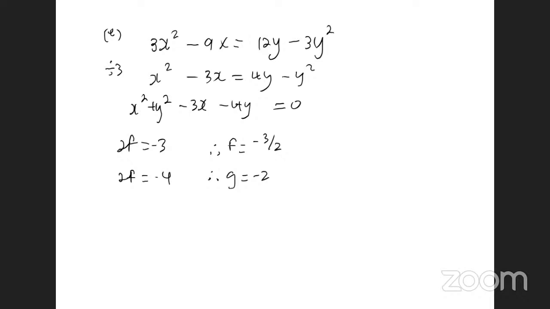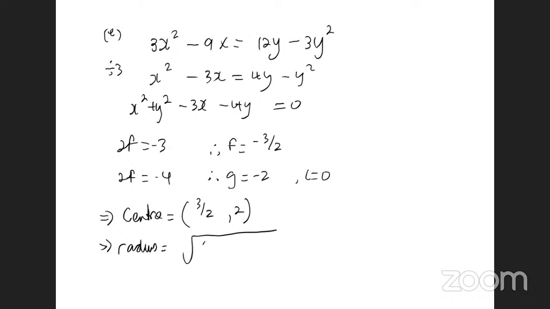f is minus 3 on 2, g is minus 2. So now we can find the center. Center is equal to positive 3 on 2, positive 2. And for the radius, there's no c, right? Of course, c is 0. Square root of minus 3 on 2 squared plus minus 2 squared.